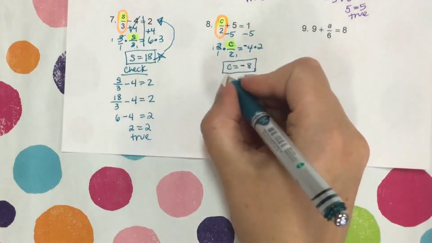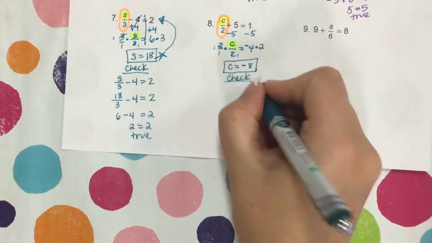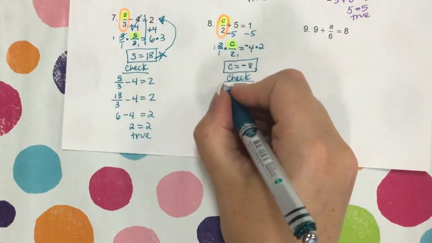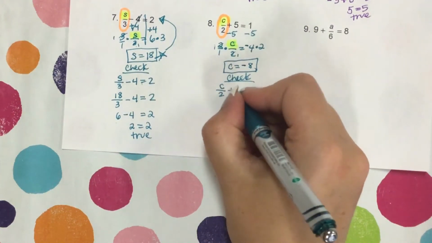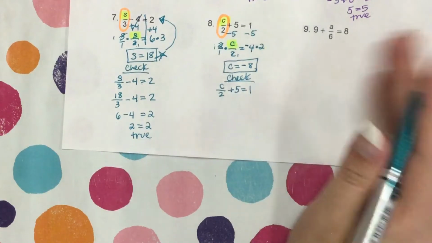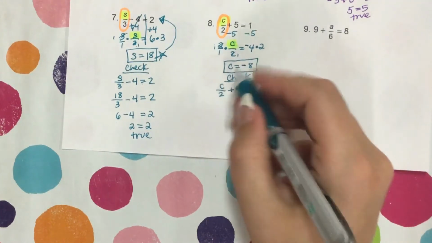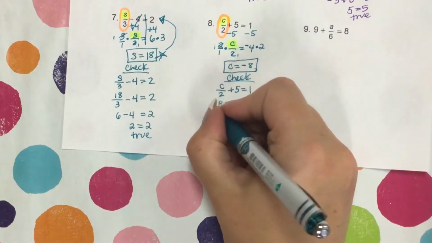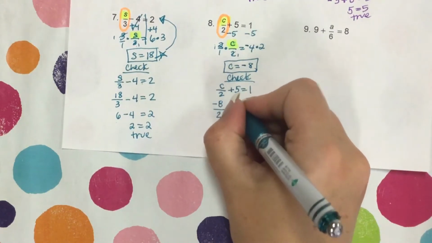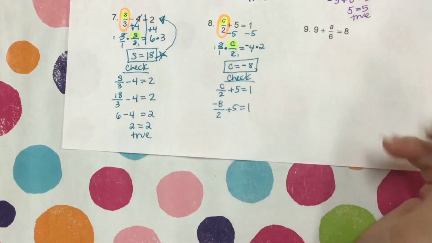But now on to the check. So I'm going to write the word check. I'm going to write the original equation. C over 2 plus 5 equals 1. Perfect. Then I'm going to substitute negative 8 in for C. So negative 8 divided by 2 plus 5 equals 1.